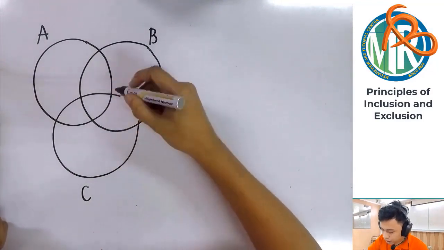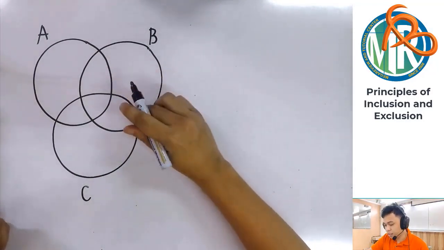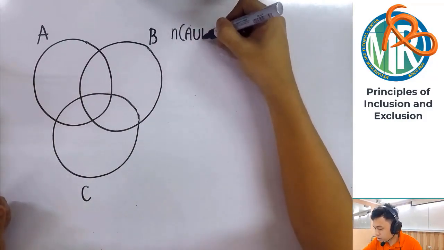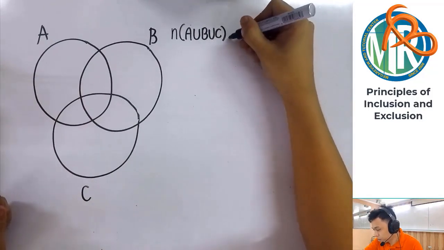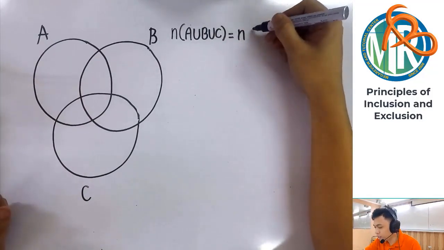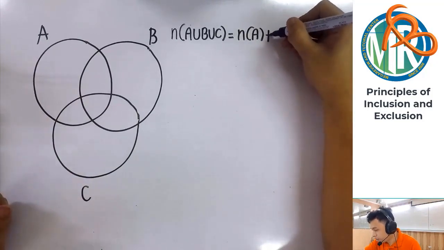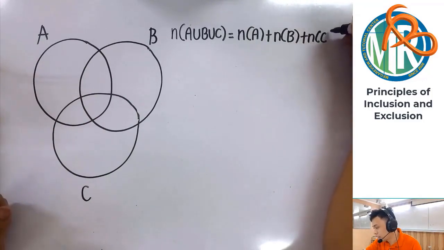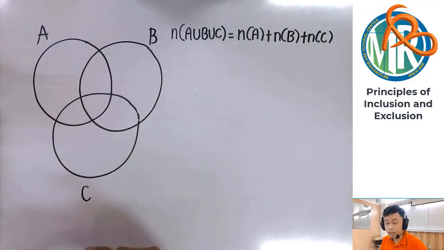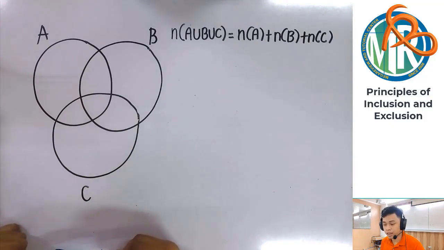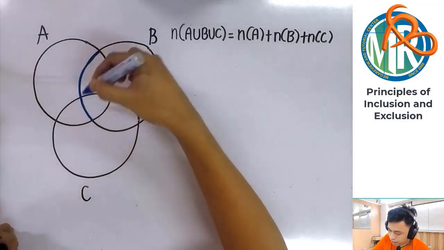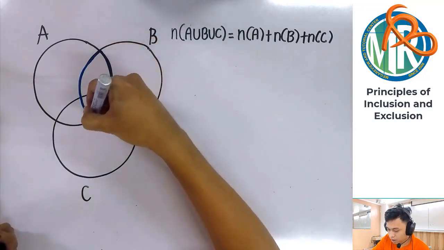So pag kinuha natin yung cardinality ng union of these sets, let's say this is your N of A union B union C, we can get this actually by adding first the number of elements on each set. So this is N sub A, N sub B plus N sub C. So pag inadd natin yan guys, makikita natin na may mga area kung saan overlapping yung dalawang or tatlong circles, no? So unahin natin na ibawas itong area na to kung saan nag-overlap si A and B.